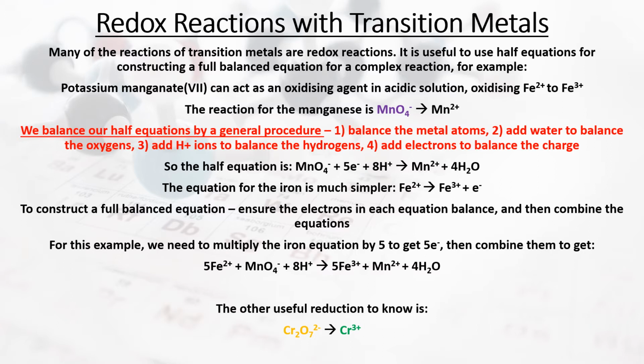The other really useful one to know is actually our reduction of the dichromate anion, Cr2O7 2-, sort of orange-coloured ion, being reduced to the chromium 3+ ion. Again, this means it can act as an oxidizing agent, oxidizing something else and being reduced itself. And hopefully you recognise this change as being when we oxidize primary alcohols up to aldehydes or carboxylic acids, or secondary alcohols up to ketones.